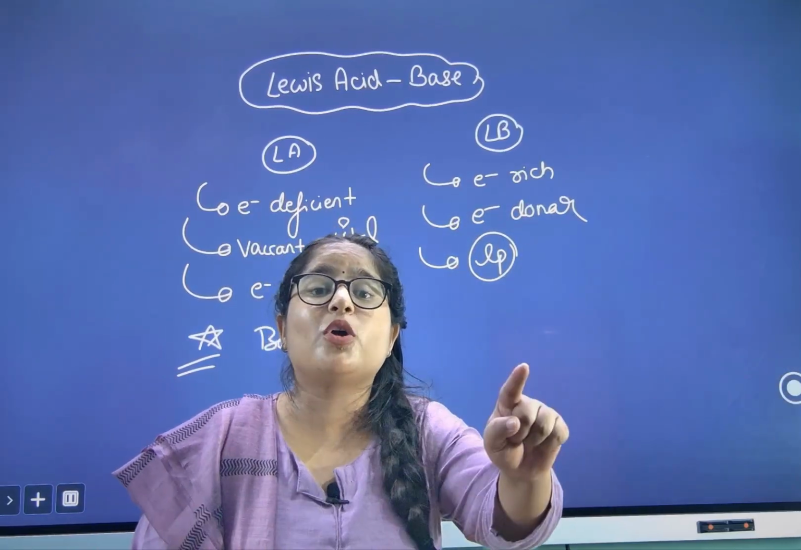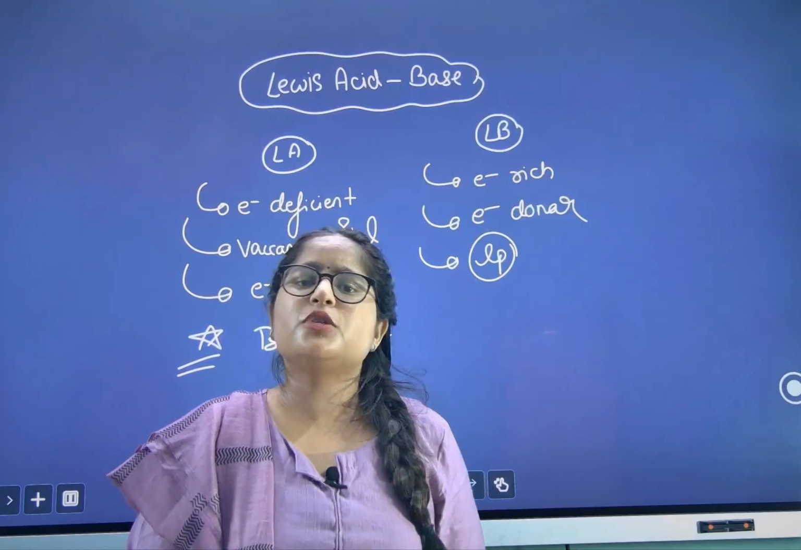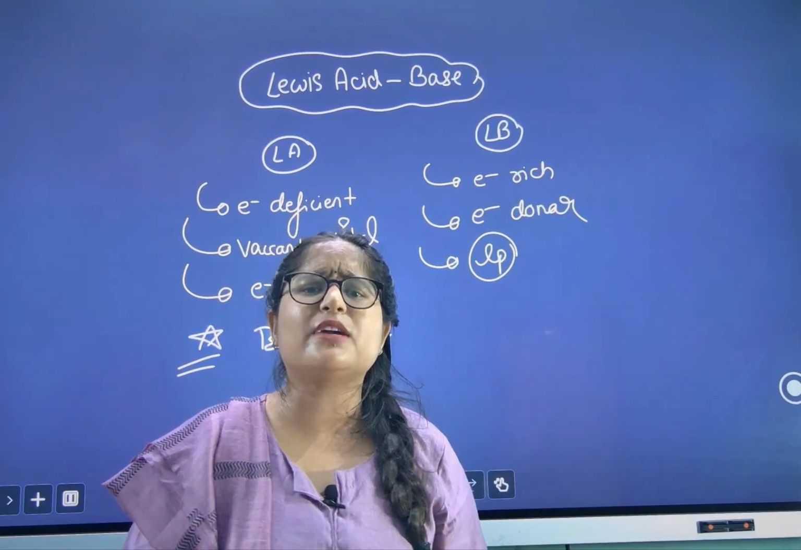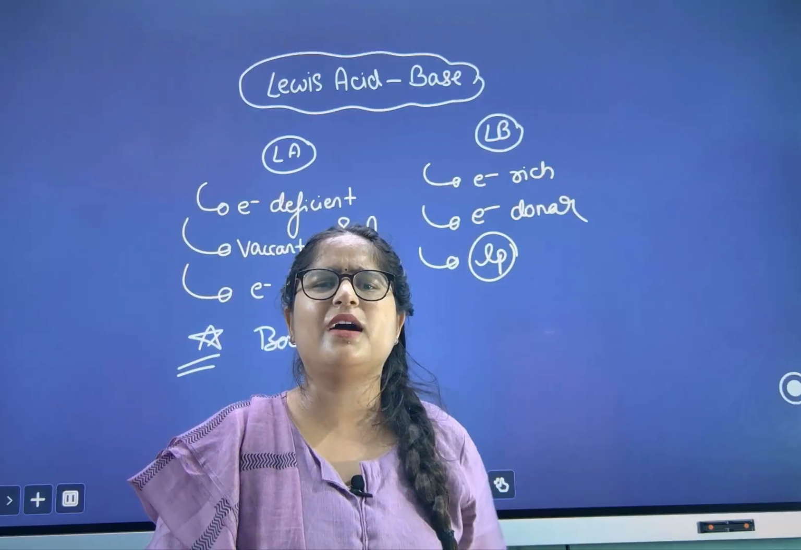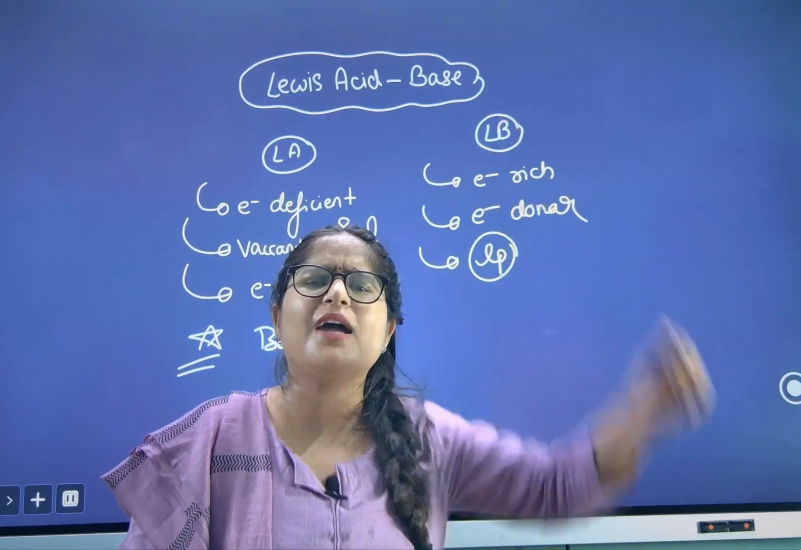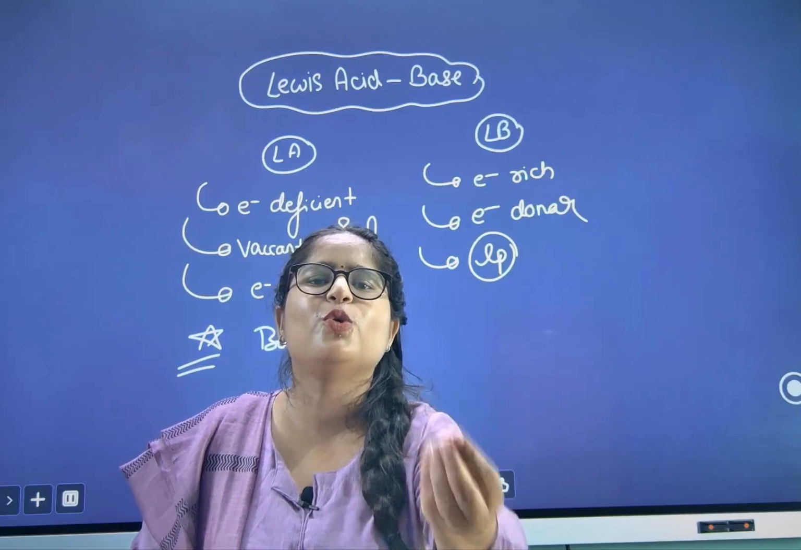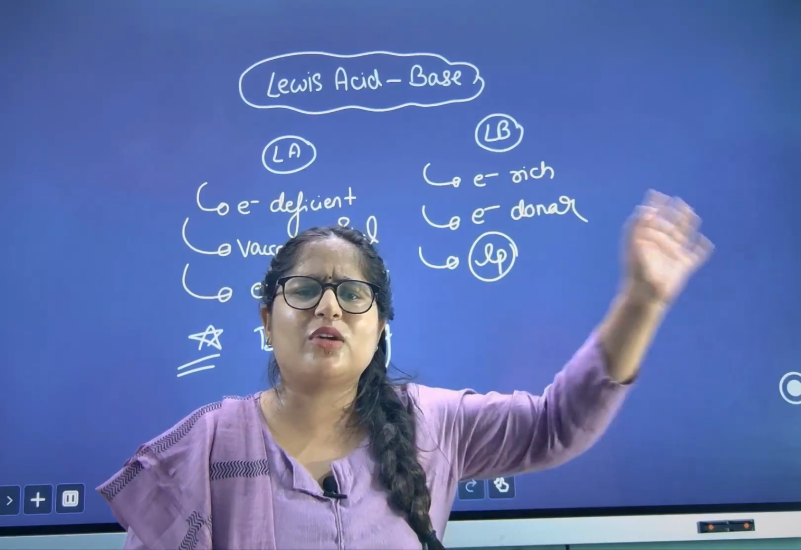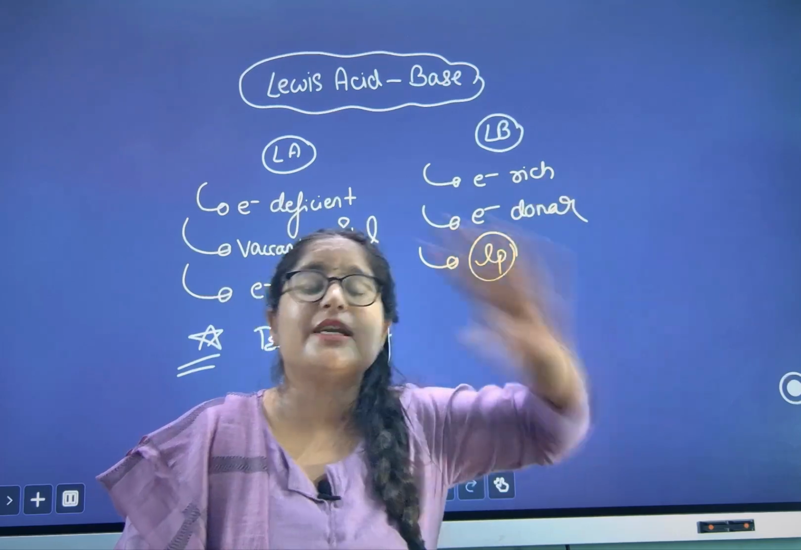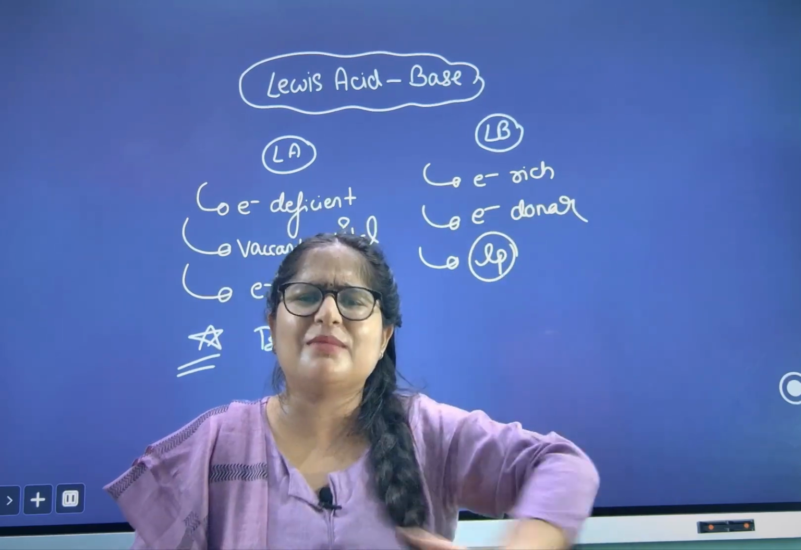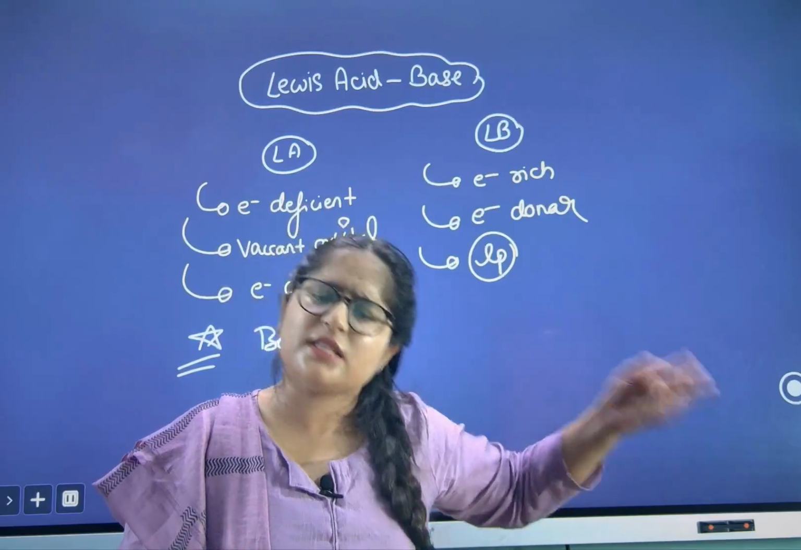Why? Because boron has 3 valence electrons, so it will make 3 bonds. If it is making 3 bonds, 3 into 2 is 6 electrons. 6 electrons is less than 8, no? If electrons are less than 8, it means it is electron deficient. So the entire boron family will make Lewis acids. So what is the trick here? No need to check electron deficient, vacant orbital, nothing. Just simply see it is the boron family. Boron, aluminum, gallium, anything. Boron family means it is a Lewis acid.